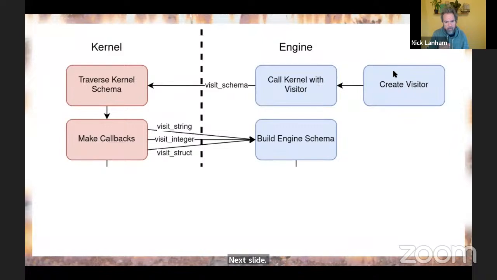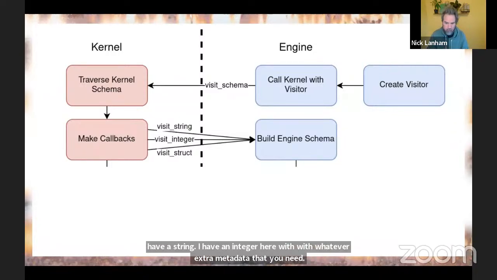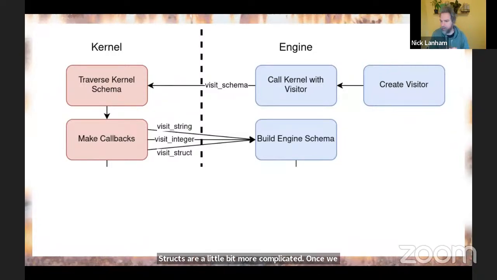So that will then, as it's traversing the schema, make callbacks to the engine. So it'll start traversing its schema and say, hey, I have a string, I have an integer here with whatever extra metadata that you need. Structs are a little bit more complicated. Once we finish, like fully open source, you can go look at how we do it, but it is possible.